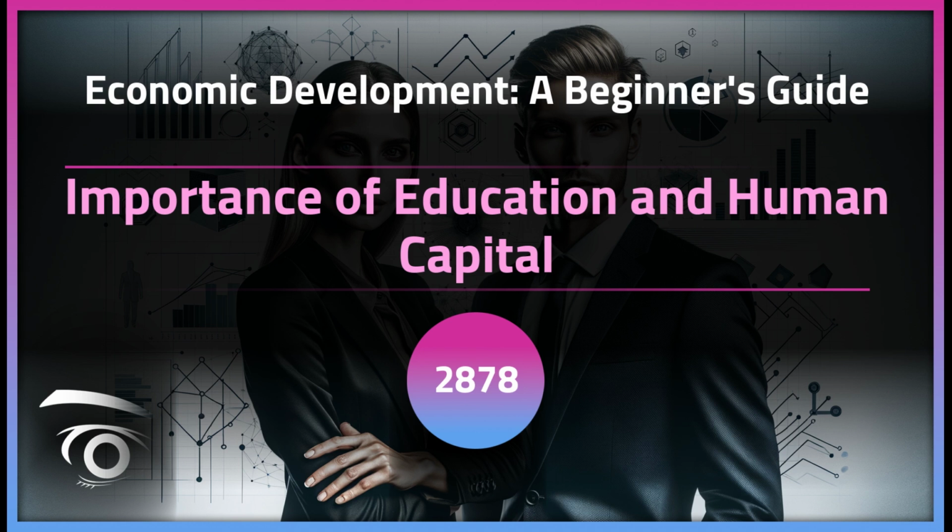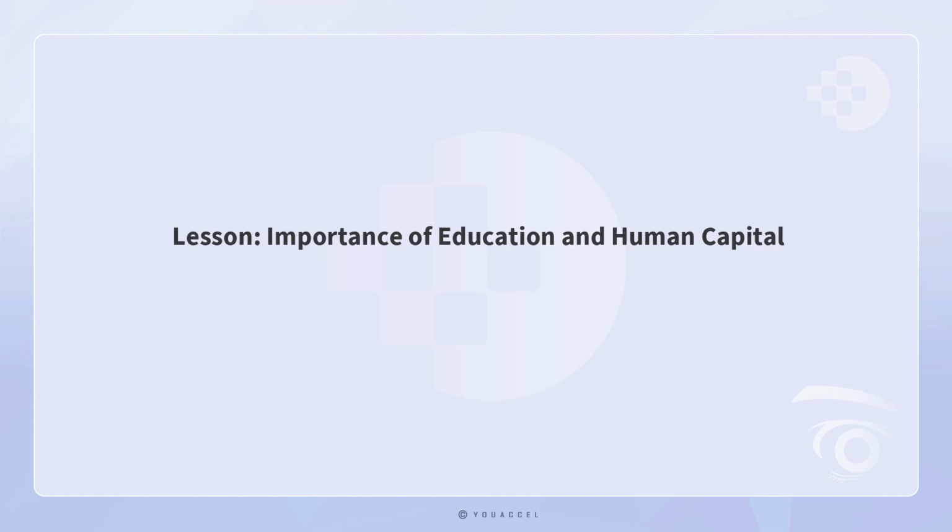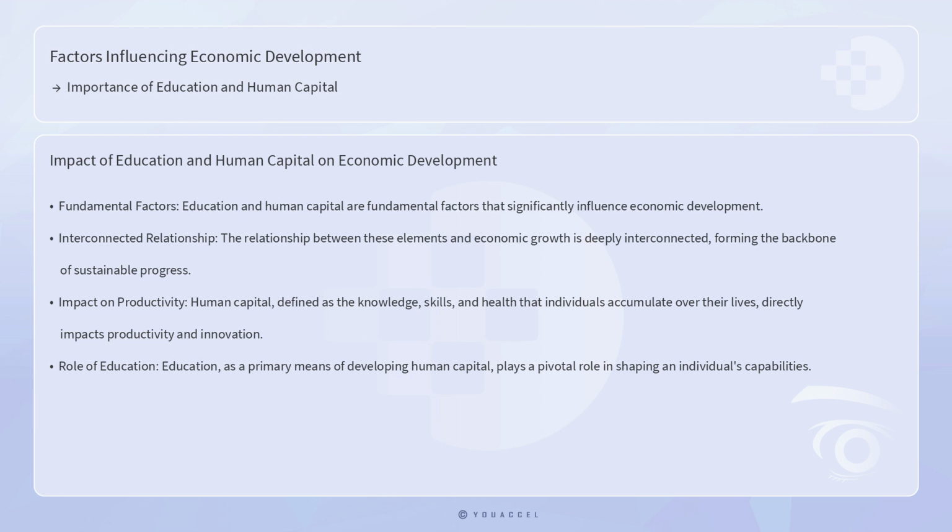Let's proceed with the lesson. Lesson: Importance of Education and Human Capital. Education and human capital are fundamental factors that significantly influence economic development. The relationship between these elements in economic growth is deeply interconnected, forming the backbone of sustainable progress. Human capital, defined as the knowledge, skills, and health that individuals accumulate over their lives, directly impacts productivity and innovation, which are vital for economic prosperity.